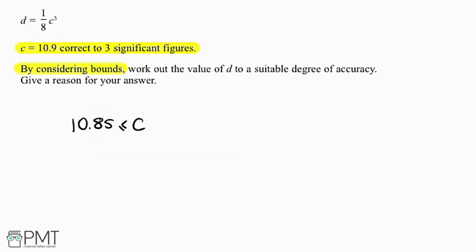Now I'm going to look at the other side. What's the highest number that rounds down to 10.9? And we're going to have here 10.95. Now you might be thinking, hang on a second, 10.95, if you round that to 3 significant figures, is 11. And you'd be right. However, what we've done here is we've used a less than sign. So we're not including 10.95, but anything just below that. Okay, that's great. We've got our bounds here.